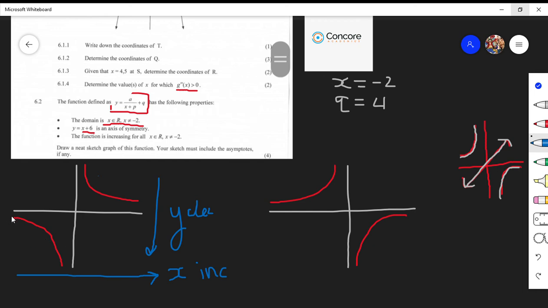Because if you take it from the left, you can see the y values are dropping. It's becoming more and more negative, which means it's decreasing, right? So this will be a decreasing function. And then the one now on the right.